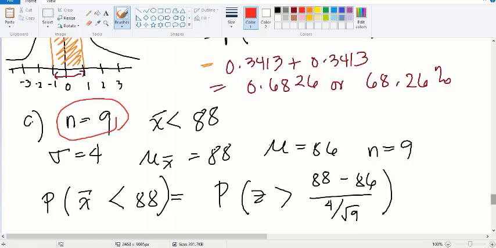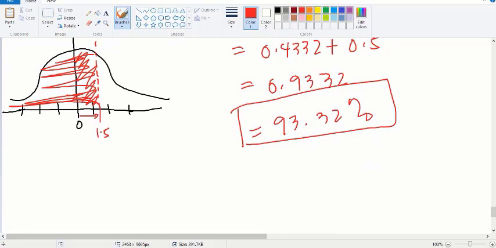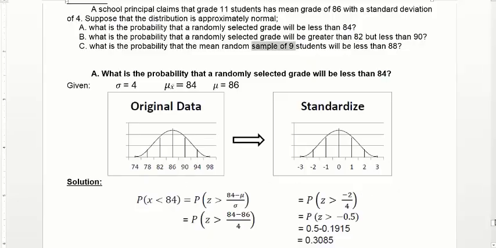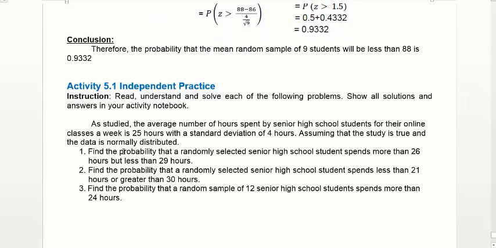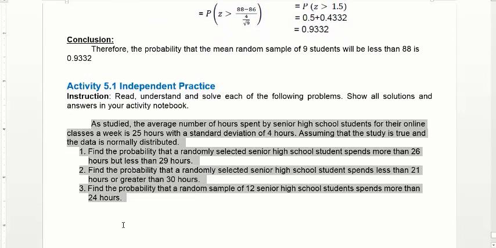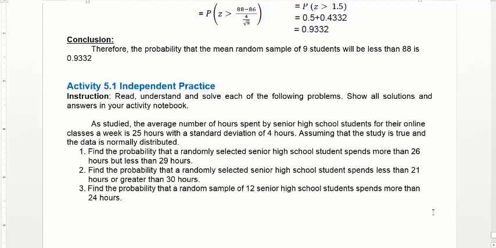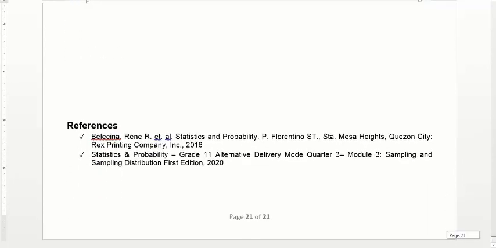Okay, so that's it actually guys, I think. Kasi yung itong independent practice, this is for you to solve na. Okay? So, I hope you would be able to solve that. And I think that's it, no, guys?